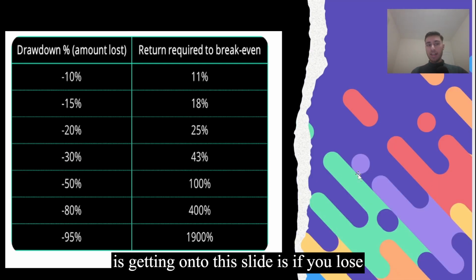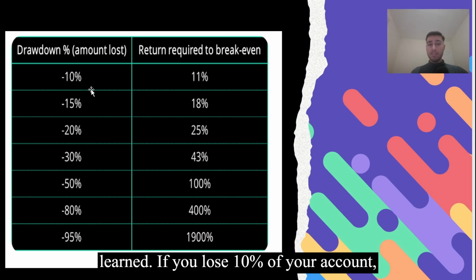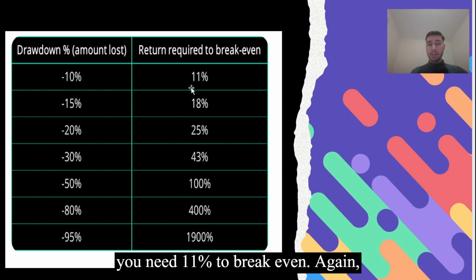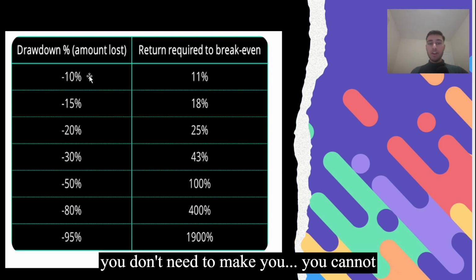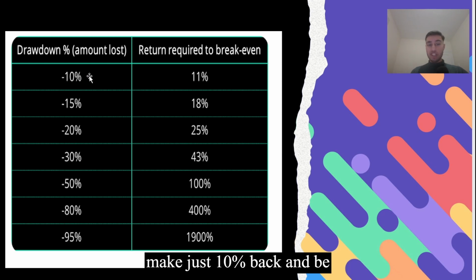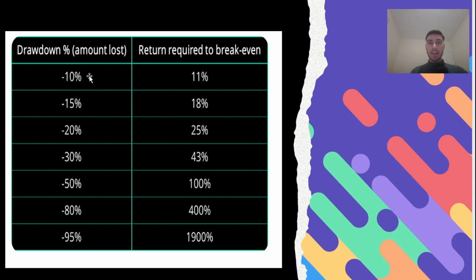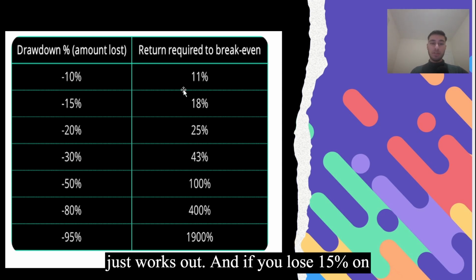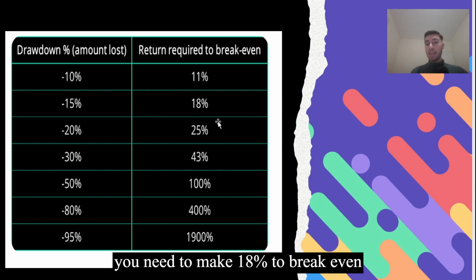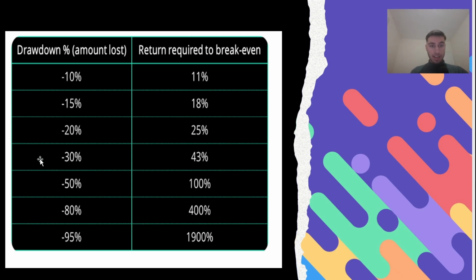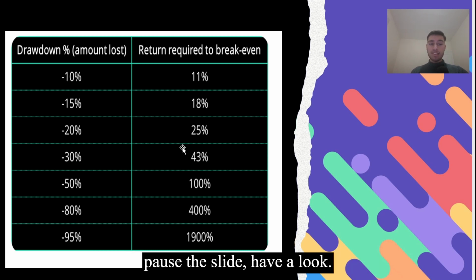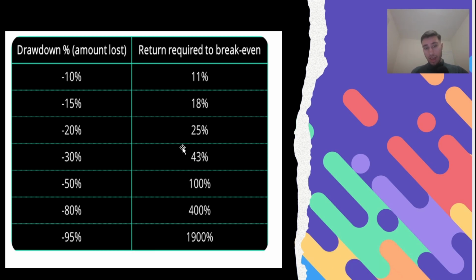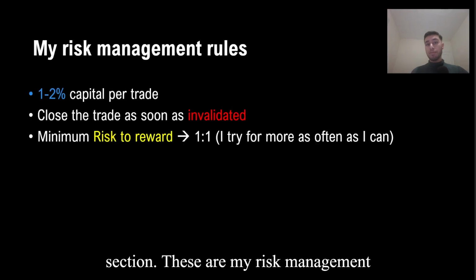One more thing, getting onto this slide, is what I've learned: if you lose 10% of your account, you need 11% to break even again. You cannot make just 10% back and be expected to break even. You would need 11%. You can do the maths for it, and it just works out. And if you lose 15% on an account from the first trade, you need to make 18% to break even. And so on for the other numbers. You can pause the slide, have a look. And with that, let's move on to the next section.